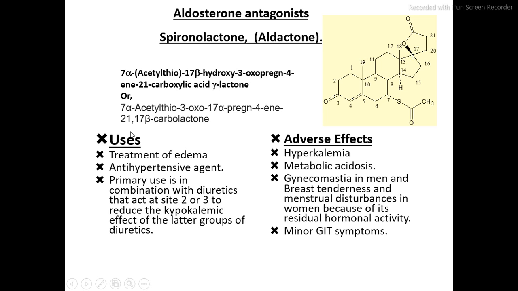So the uses are, they are used in the treatment of edema. They are antihypertensive agents. They are used in combination with the diuretics that act at site 2 or 3 to reduce the hypokalemic effect of the latter group of the diuretics. The adverse effect is hyperkalemia because they reduce the excretion of the potassium. So hyperkalemia is observed by the use of spironolactone or the aldosterone antagonist.